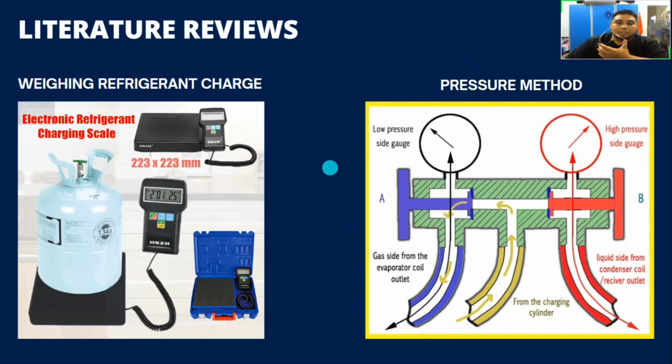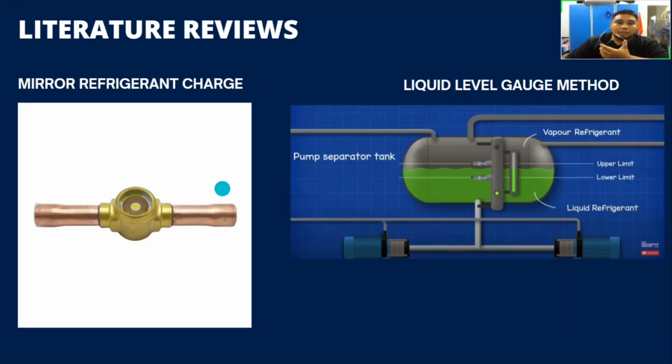The second one is the pressure method. The pressure method uses a low pressure side gauge and a high pressure gauge. They have a certain amount of pressure which needs to be filled. The next one is mirror refrigerant. In this case, the mirror shows the amount of refrigerant in the AC system, so we recharge according to the level in this mirror.